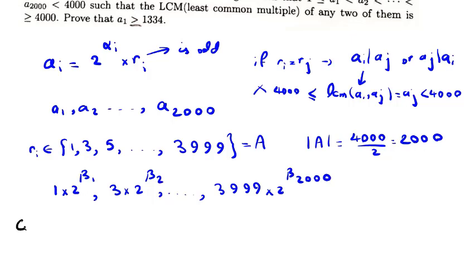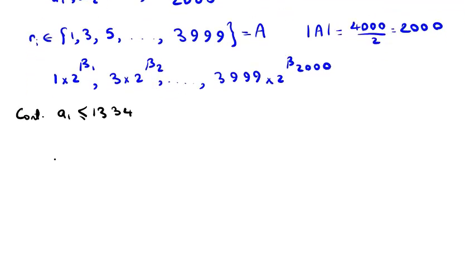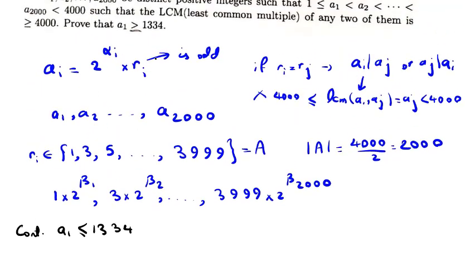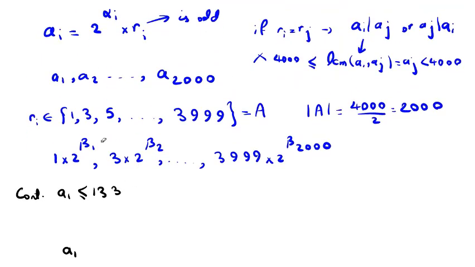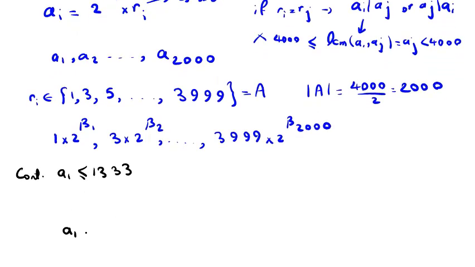Okay, so here I prove the rest of that by contradiction. Suppose that A1 is at most 1333, less than or equal to 1333. So you consider A1 is this.